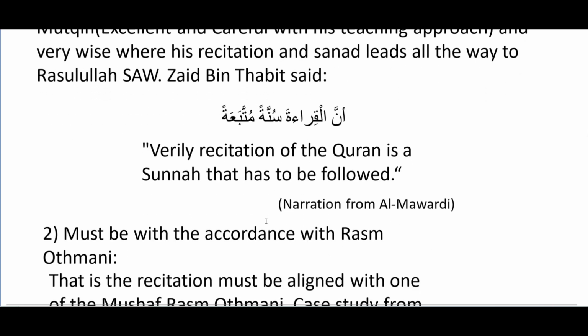We narrate a hadith from Rasulullah SAW. Zaid bin Thabit said, "Annal qira'ata sunnatan muttaba'atan." That Zaid bin Thabit mentioned that verily recitation of the Quran is a sunnah that has to be followed. And again, when the sahabat said this, it means they had listened to this advice before from Rasulullah SAW.